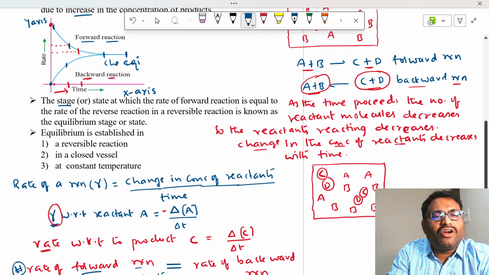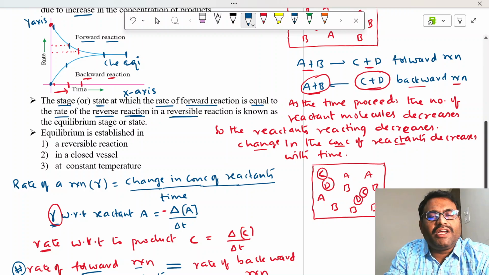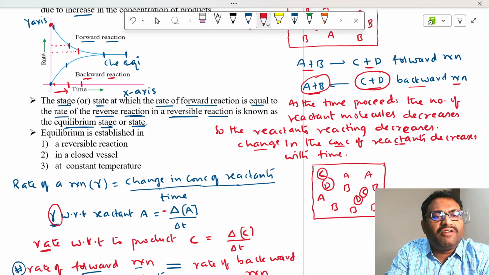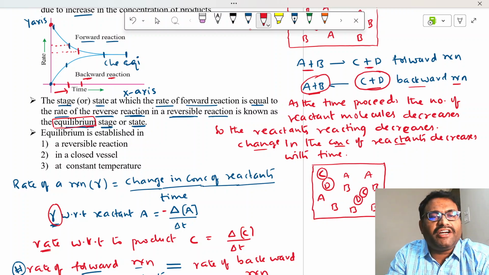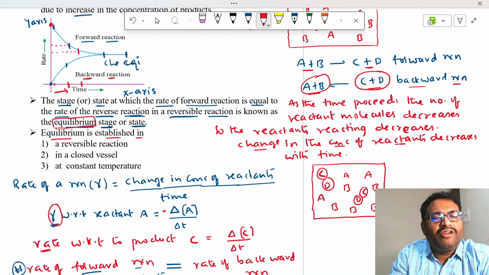The state or stage at which the rate of forward reaction is equal to the rate of backward or reverse reaction is called the equilibrium stage or state. What is equilibrium? Chemical equilibrium is the state where the rate of forward reaction is equal to the rate of backward reaction. So equilibrium is established only in a reversible reaction, not possible in an irreversible reaction. It is possible only in a reversible reaction, and it happens only in a closed vessel.